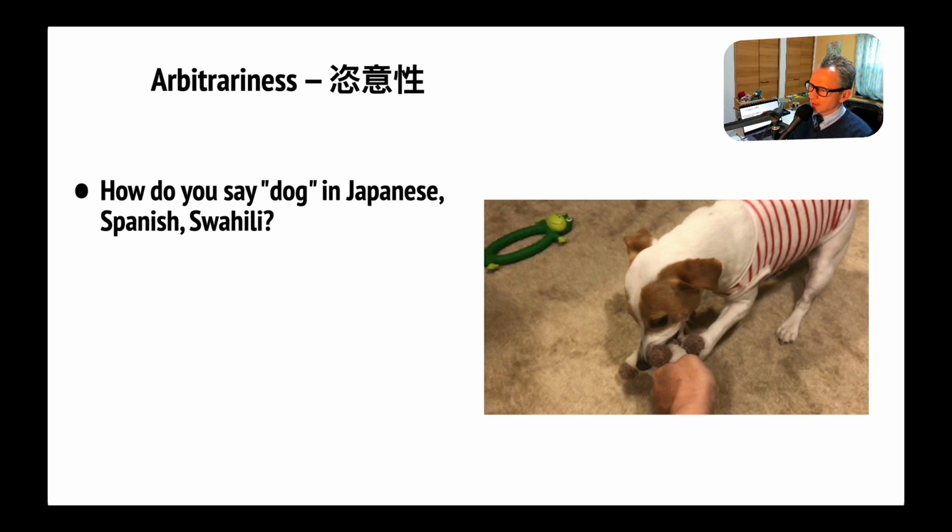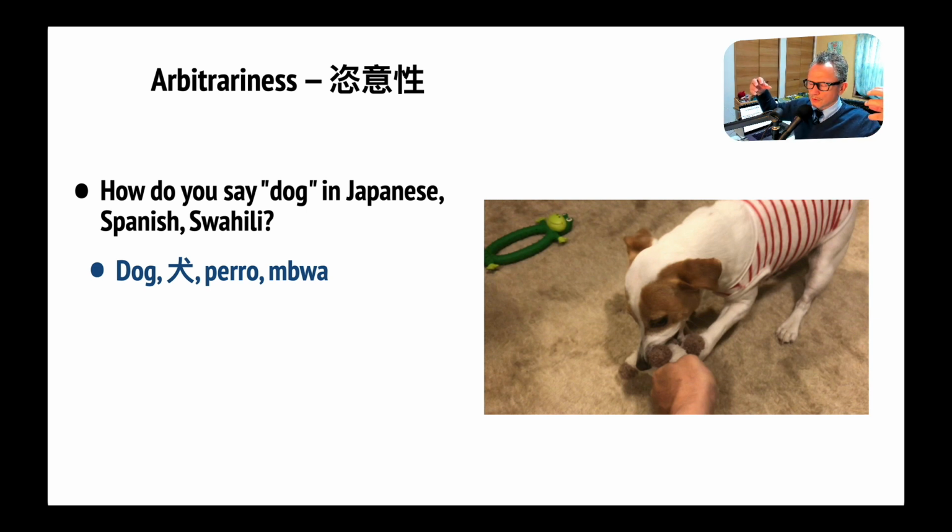So how do you say dog in English? It's dog. In Japanese, inu. In Spanish, perro. And in Swahili, it's mbwa, right? So arbitrariness. We link words and their reference arbitrarily. So we have a word, dog, and its reference, the actual animal. And this link is an arbitrary link, right?